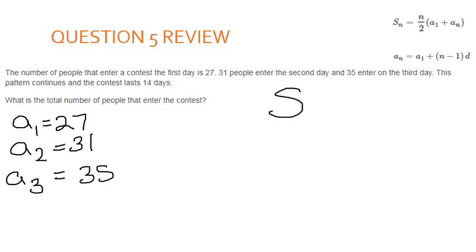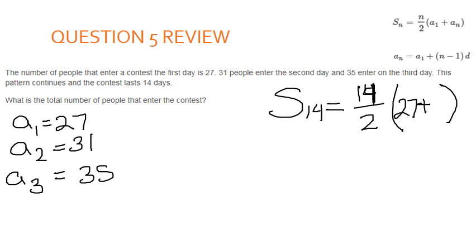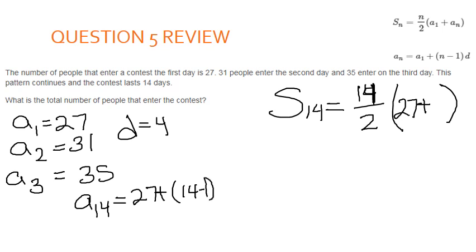They're asking for the sum of the first 14 days. So I have my 14 over 2. Now I have to find the first term, which is 27, and add it to that 14th term. I don't have the 14th term, so I need to find it. My common difference looks like it's 4 because we're adding 4 every time. So my a sub 14 will be equal to the first term, which is 27, plus 14 minus 1 times my difference, which is 4.